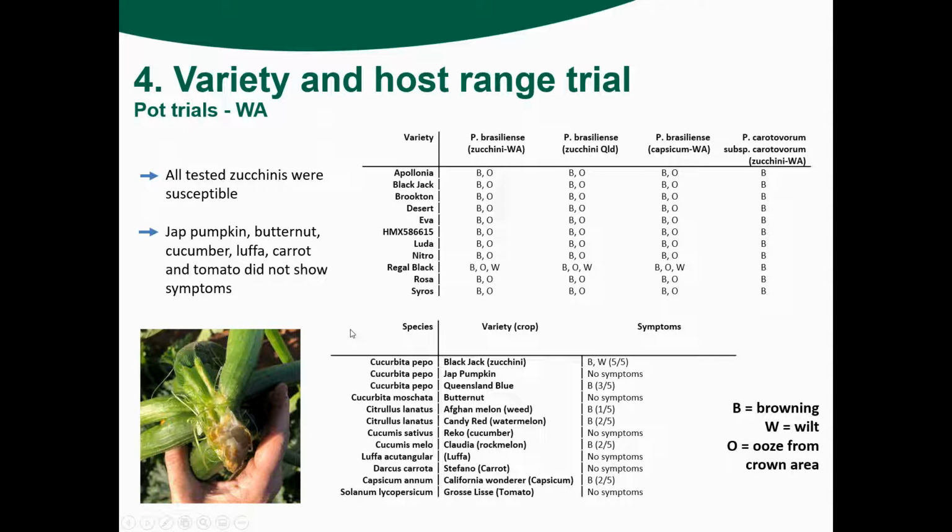And down here you can see that the Jap pumpkins, butternuts, cucumber, loofah, carrot and tomato did not show any symptoms. But there's plenty that did in the cucurbita and citrullus genuses and in capsicum. So it's definitely worth knowing that and probably investigating this more as well, because that link between what isolates we have and what hosts they infect is a pretty important one.